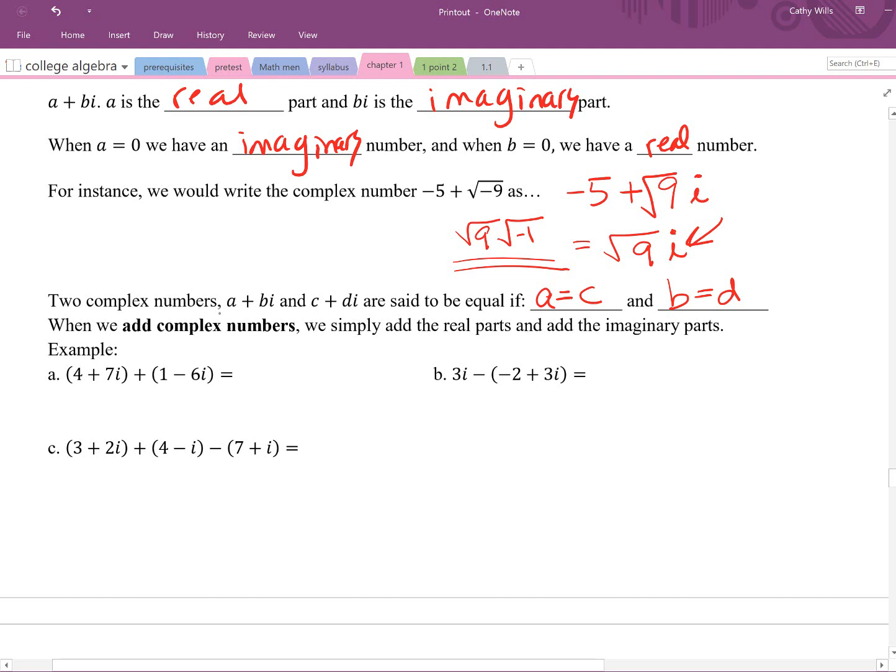So two complex numbers are said to be equal if the real parts are equal and their imaginary parts are equal. We can add complex numbers. You do it just the same way you would add like terms. You add the real parts, you add the imaginary parts.